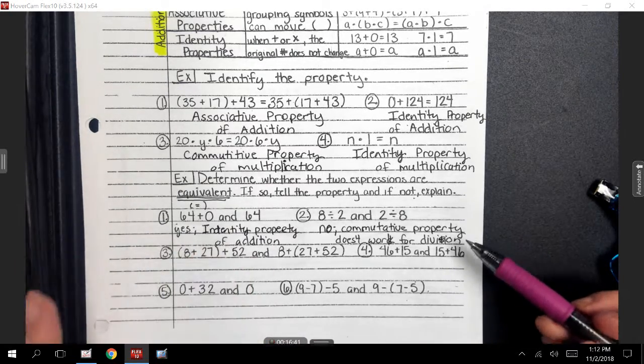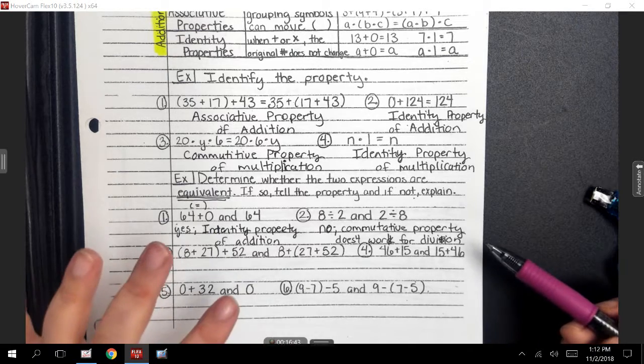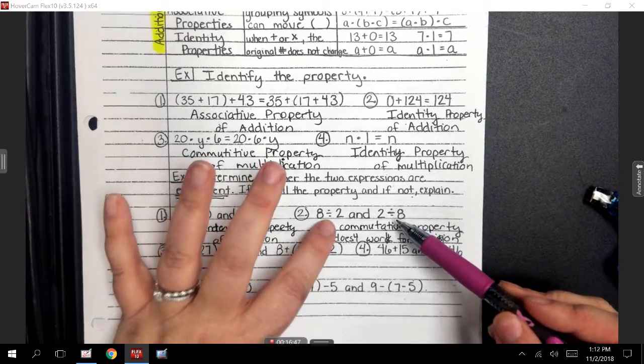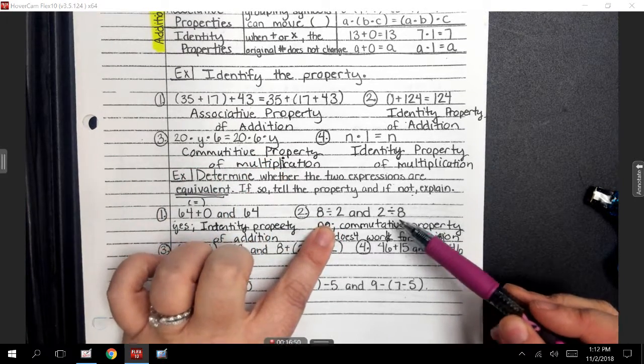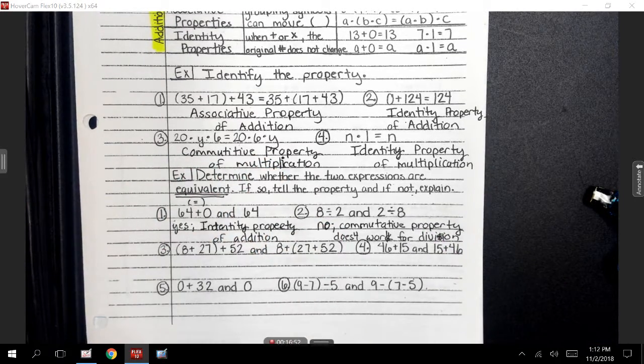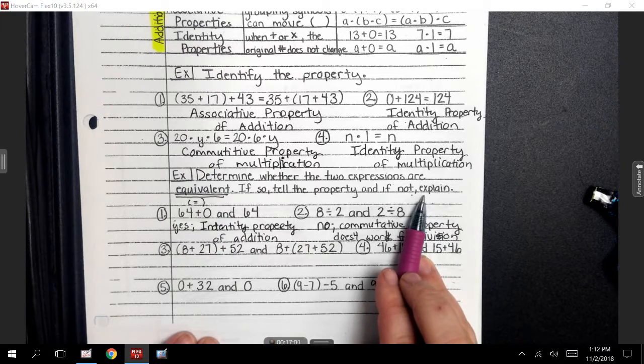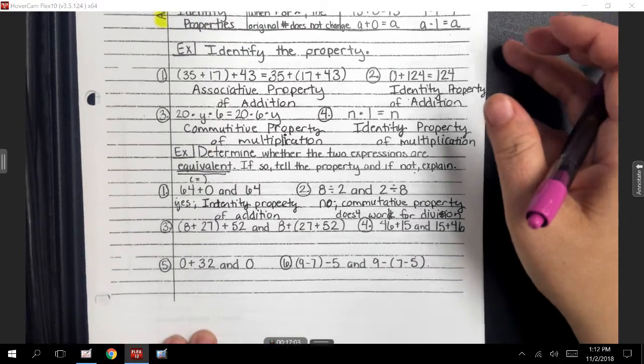So, guys, if you'll notice, we're still naming our properties, even if it's a no. Because we have to explain that, hey, that's dividing. It only works for adding and multiplying. So if we just put no, do we get half credit? If you just write no, I'm going to mark it wrong because you didn't explain, and the directions clearly say to explain. You have to give me that explanation.